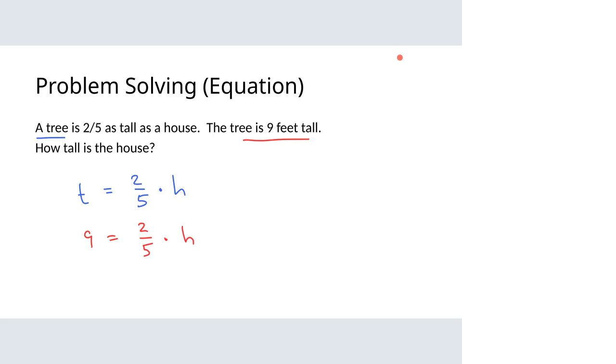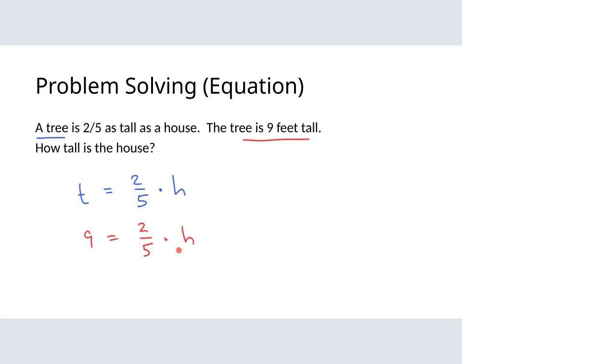We've got 5 halves in there. Oh, what do we want to multiply by? Because if I want to solve this equation, I'm trying to get h by itself, which means I need to get rid of 2/5. So what do I need to multiply by to make 2/5 go away?